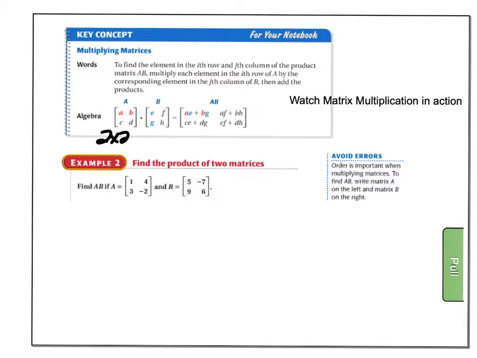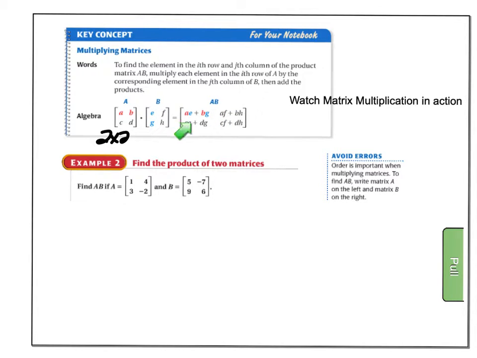And this is where it starts to get confusing. So if you just watch my pen, you do A times E plus B times G, and you will get your first row, first column element of your answer matrix. I'll do it again with this element here, which is your first row, second column. You take A times F plus B times H, and there it is written out.